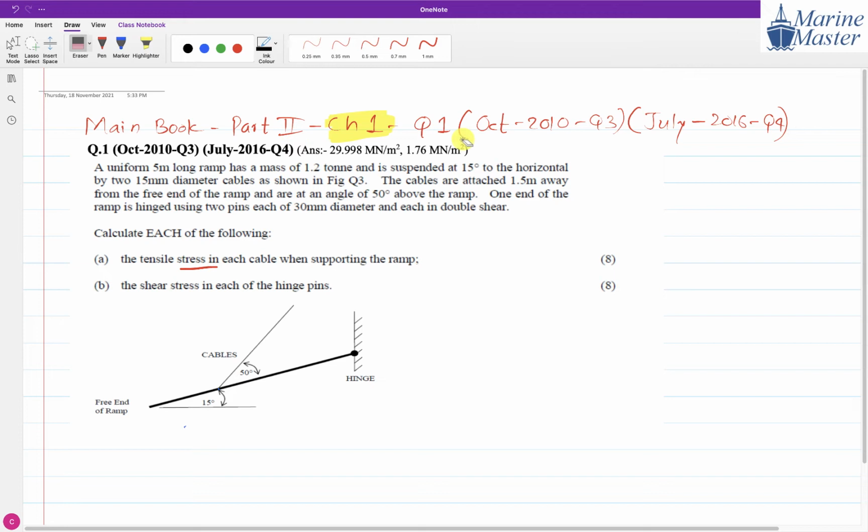But before going further, first of all, try to read this question minimum 2 times. What you have to do? You have to read the question minimum 2 times. So please read the question minimum 2 times.